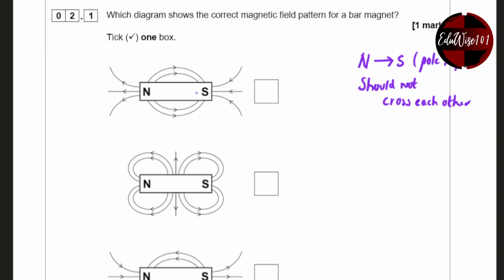So as you can see in the first diagram, it's going from the north. These 3 arrows are showing that it's going away from the north. And the top 2 arrows are going from the north towards the south. The bottom 2 arrows are also going from the north towards the south. And these 3 arrows are going towards the south. So the first one is the correct answer.